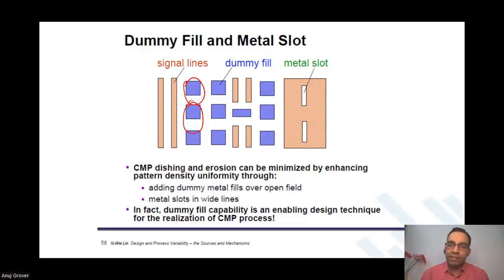So slotting we already discussed earlier, that we make small slots inside wide wires so that there are kind of pillars of silicon dioxide in between, which prevent dishing.